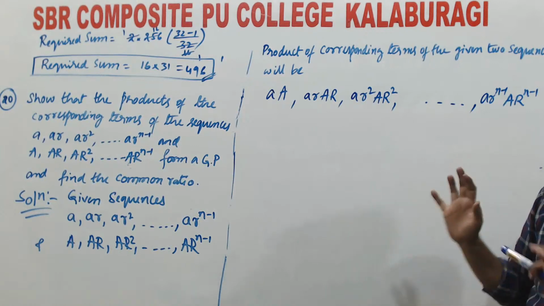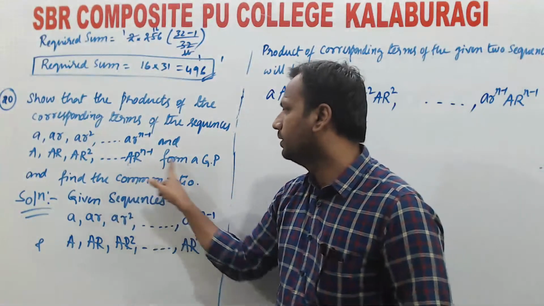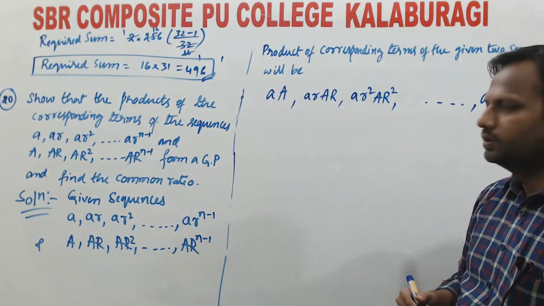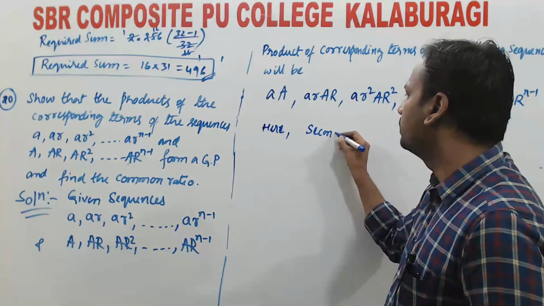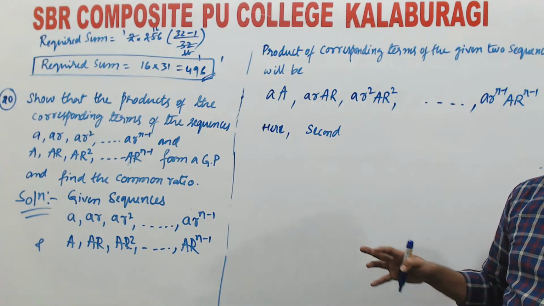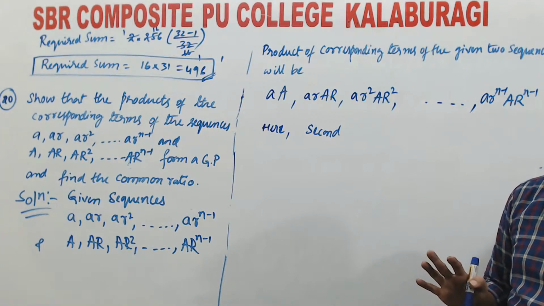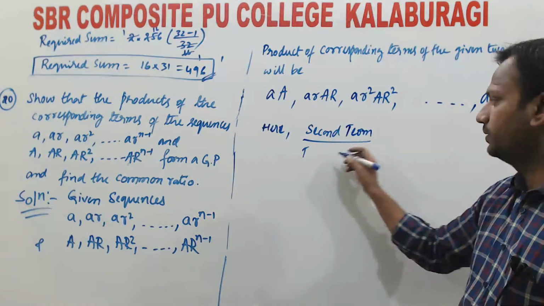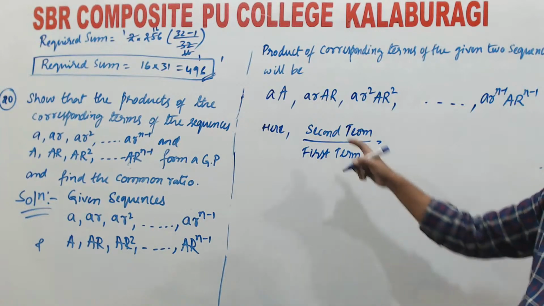So whether it forms a GP, let's check it out. They are saying that this sequence forms a GP. Let us show. What is needed to show it is in GP? I should show that a common ratio exists. If a common ratio exists, then I can say that this sequence is in GP. So what is the second term divided by the first term of this sequence?